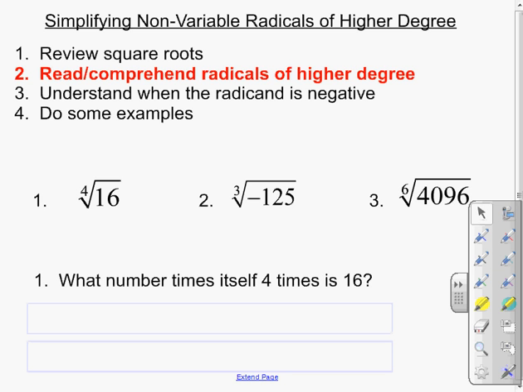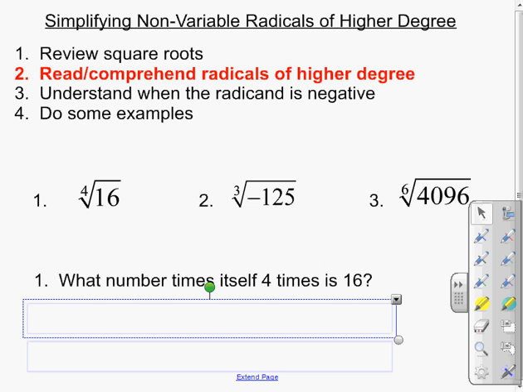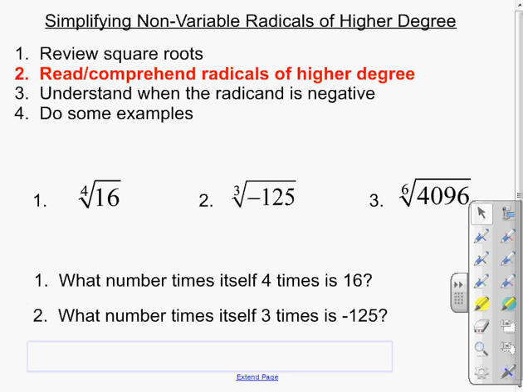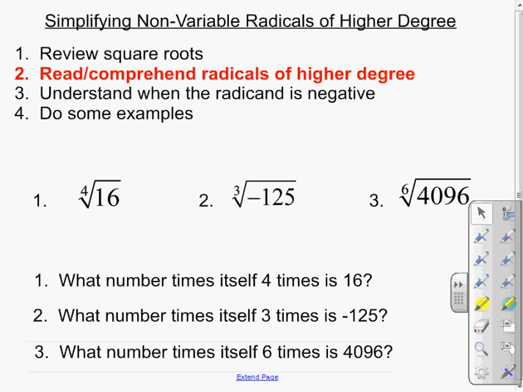Okay? This next example is read the third root, or the cube root, of negative 125. And what that means is what number times itself 3 times is negative 125. And in this next example, where we have the sixth root of 4096, it simply means what number times itself 6 times is 4096. Well, with a little trial and error, you could probably figure these out.